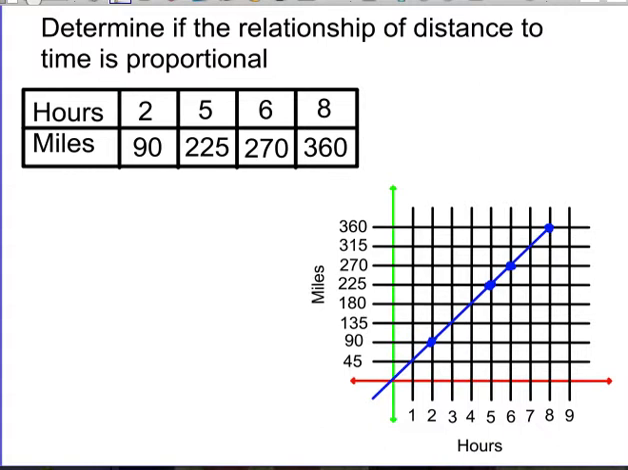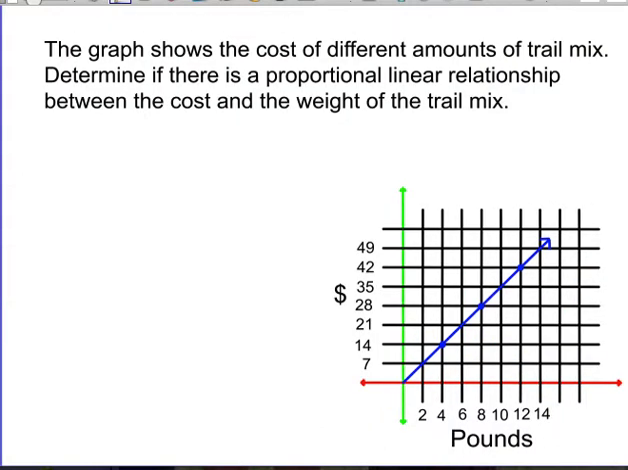All right. Now, as we move on and talk a little bit more about proportional relationships, I want you to see if you could notice a pattern or notice something about the next graph that we look at as it relates to this graph, okay? So, the graph shows the cost of different amounts of trail mix. Determine if there is a proportional linear relationship between the cost and weight of the trail mix. Okay, it's obviously a linear relationship because it's a straight line, but is it proportional?